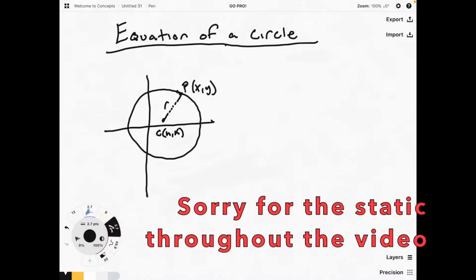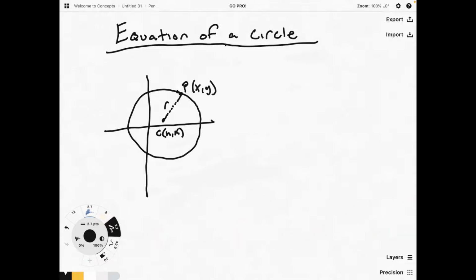Hello, today we will be looking at finding the equation of a circle. So today's topic will bring in various concepts that we have looked at before, which I will link below in the description. But this includes the distance formula involving points on a coordinate plane, as well as completing the square.